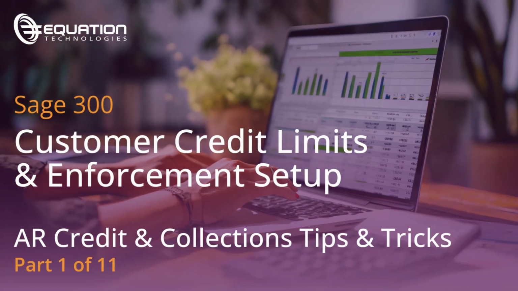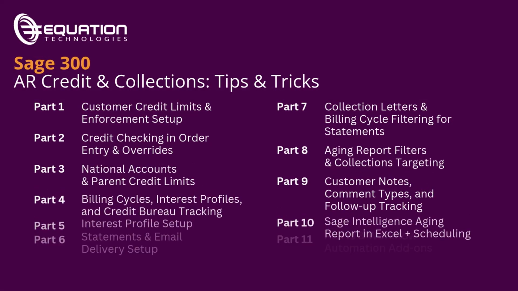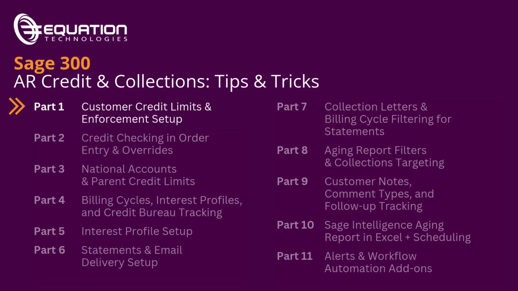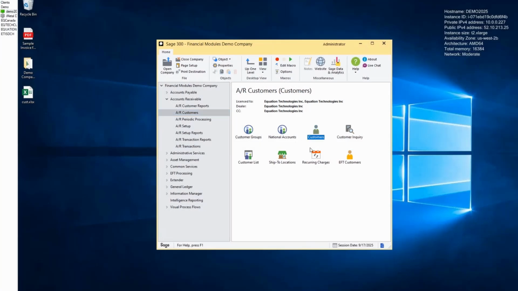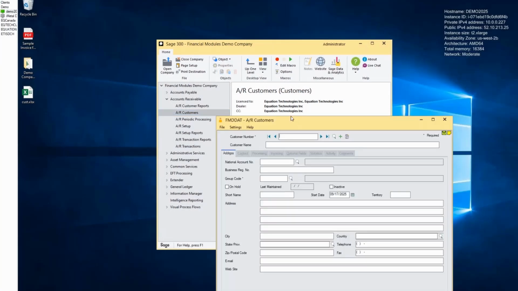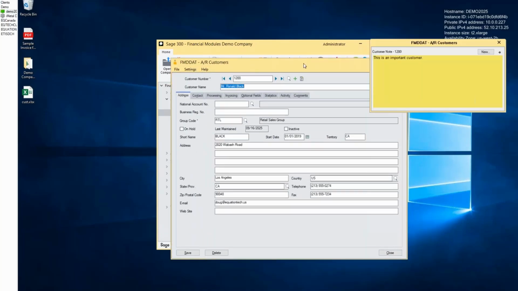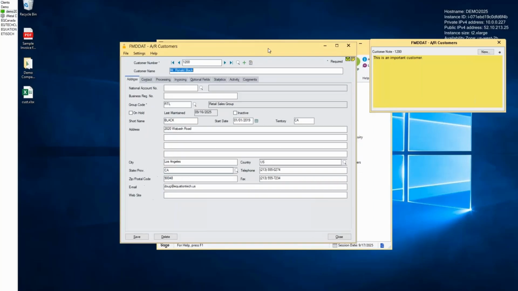Our topic is AR credit and collections tips and tricks. So our first point here is on the customer themselves. There's a couple different things that we can do when looking at a customer and setting up credit and collections.